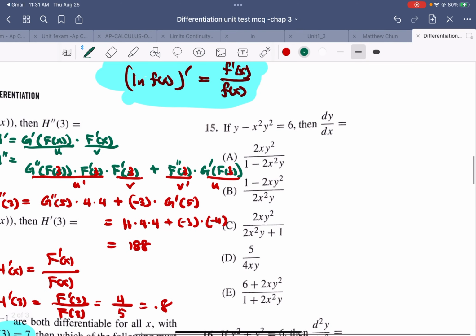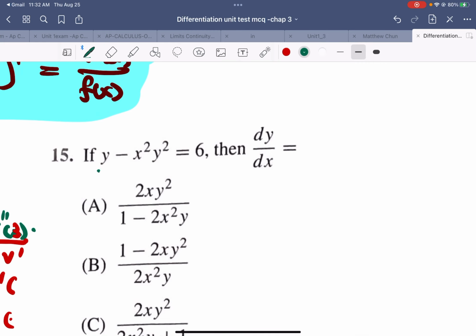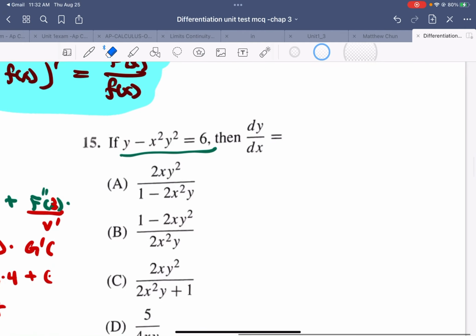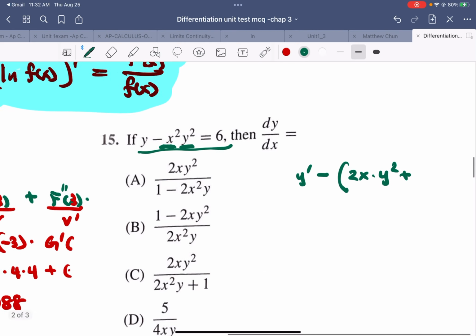Now number 15. So implicit, this one. So take a derivative. So when you take a derivative as is here, I'm just going to put y prime instead of dy/dx. That's easier. y prime minus, this one is a product rule. Okay, so 2x times y squared plus derivative of y squared is 2y y prime, implicit, times x squared, and the right hand side any constant will be 0. So I need to isolate y prime.